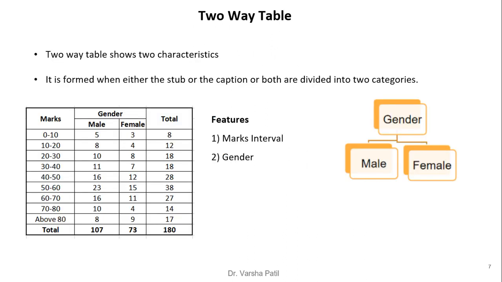Take the example of a two-way table. The two-way table shows 2 characteristics. It is formed when either the stub or the caption or both are divided into 2 categories. Here 2 features are present. First is marks interval and second is gender. In the previous table the marks were given without distinction, but now they are categorized by gender. So one feature is marks interval and second is gender, and here we are not showing the marks interval, we are just showing the gender.